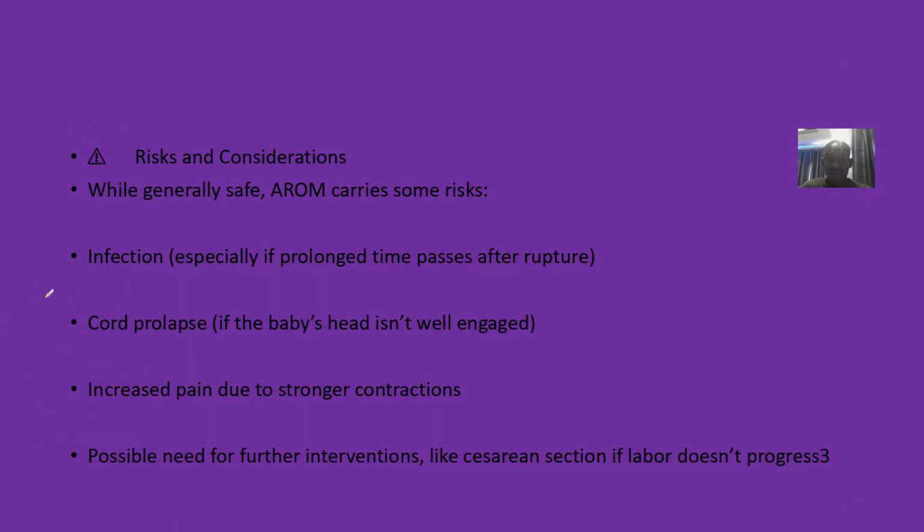So the risks and considerations: if you burst the membranes and the delivery doesn't come out ASAP, okay, it can lead to infection, and sometimes the amniotic fluid is what is suspending the umbilical cord. So if you burst it, the umbilical cord can now collapse and block the birth canal. That's umbilical cord prolapse. There's also increased pain because contractions are much stronger now.